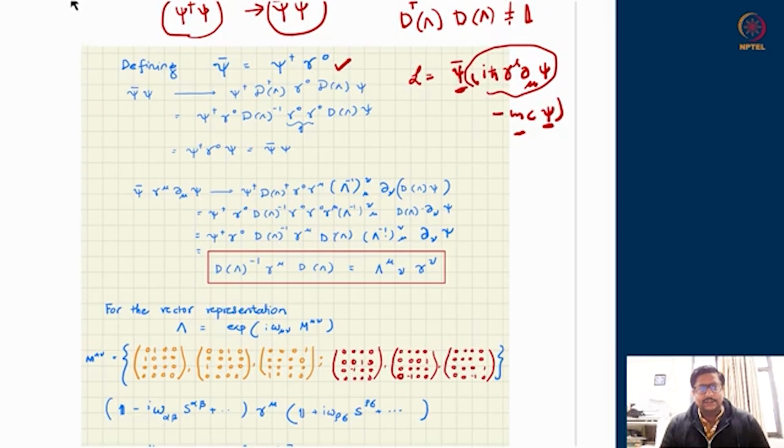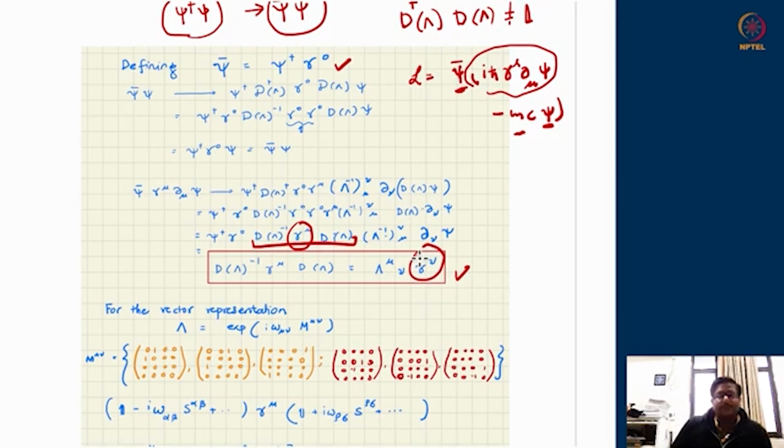Now, it so happens that this object inside which appears ultimately, D inverse gamma mu D(Λ), transforms gamma mu as a normal vector would have done. Gamma mu is not a normal vector. It does not have 4 components as real numbers. A normal vector has 4 components as real numbers. Gamma mu are 4 matrices. So all its 4 components are 4 matrices. So therefore, it is not very straightforward that it will transform as a usual normal vector.